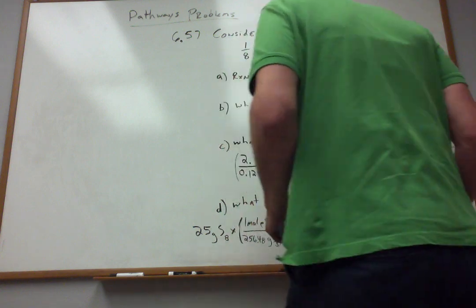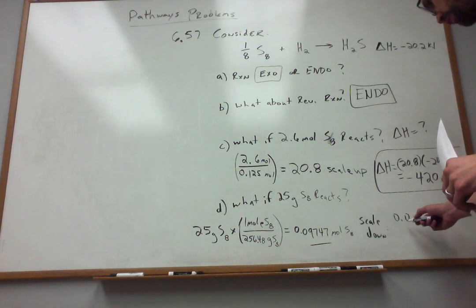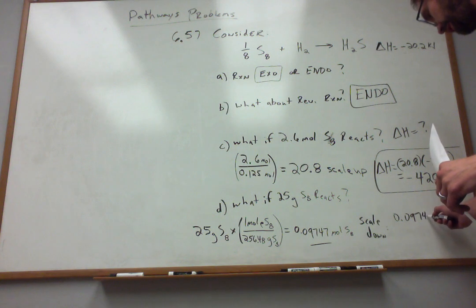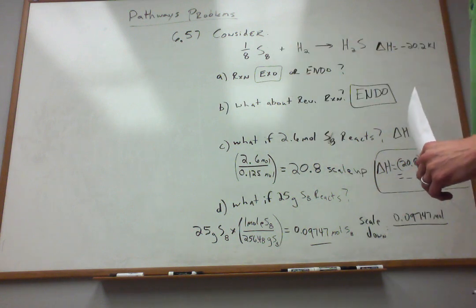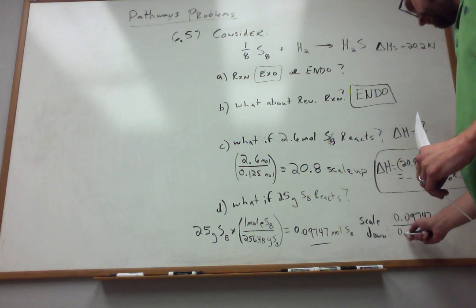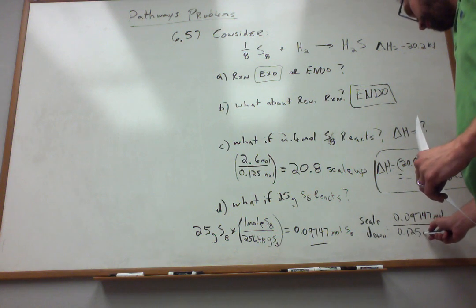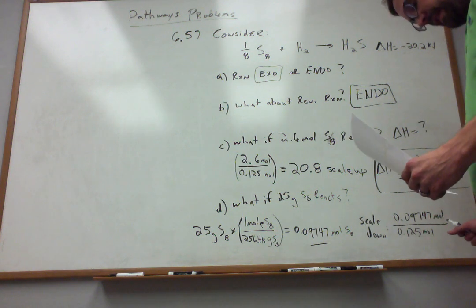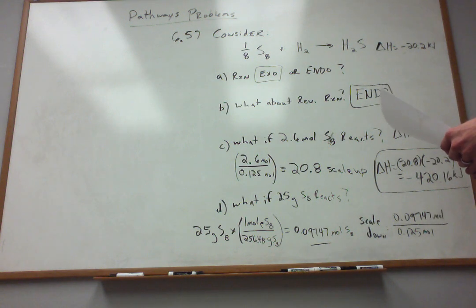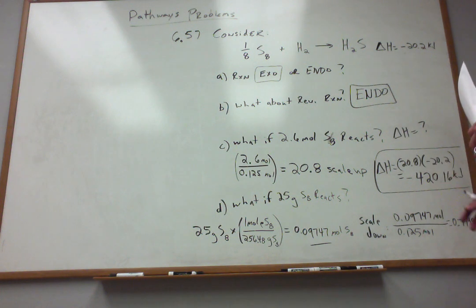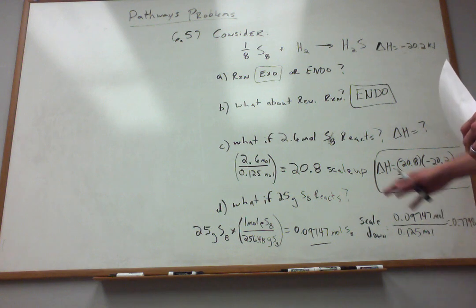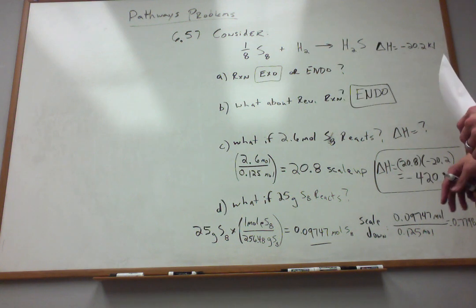Because I've only got 0.09747 mole of my S8, and as it was written, it corresponds to 1/8 of a mole, which again is 0.125. So my scaling down factor essentially is 0.7798. So I'm only about 78% of what it's written. I've scaled down the reaction a little bit.